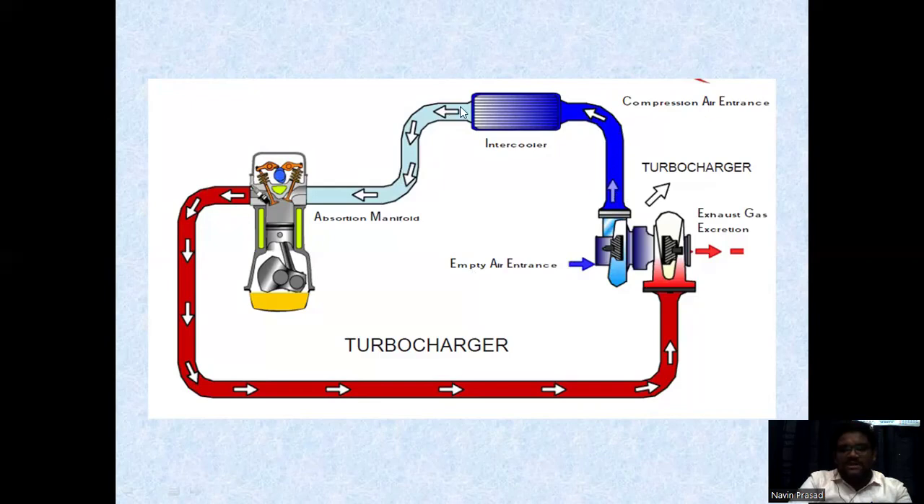Before passing into the engine intake system, we will have an intercooler. So the air gets cooled. The atmospheric air sucked in and compressed by the compressor is cooled before reaching the engine combustion chamber. So the intercooler is used to reduce the temperature of the air.